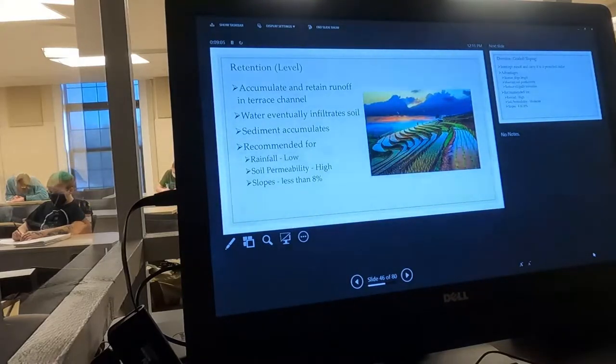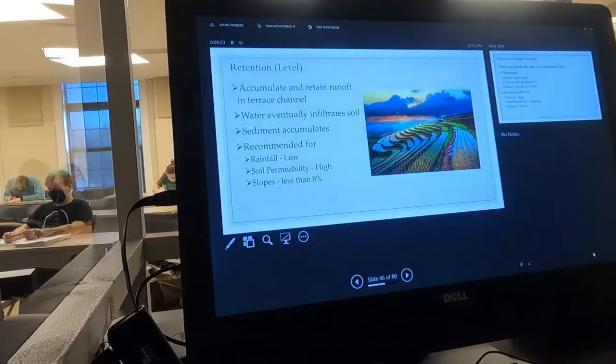So this is a rice paddy in some very steep location where they're trying to keep that water on site. They need it in order to flood their rice, or maybe they need it because they're trying to use it as an irrigation for some crop. And these are used in low rainfall areas where the soil permeability is high and our slopes are going to be less than 8%.